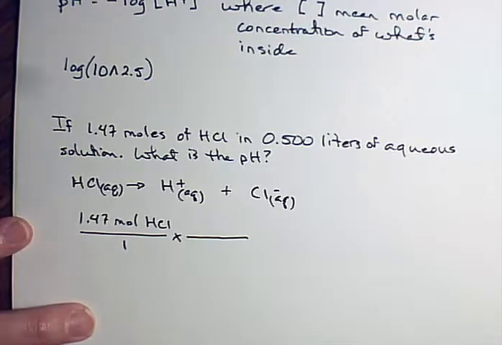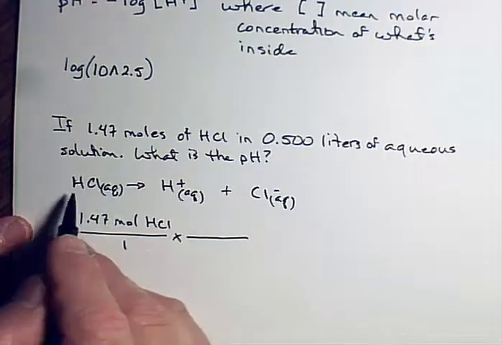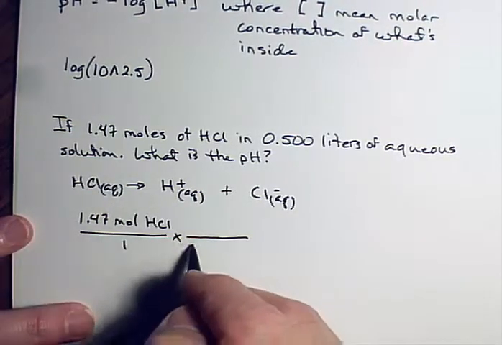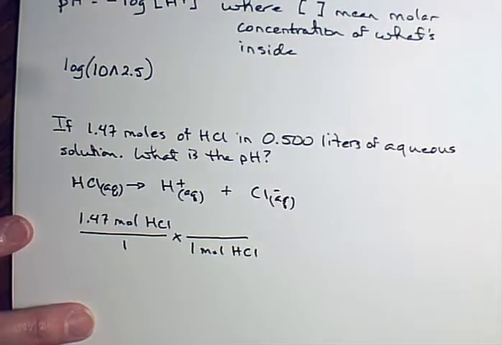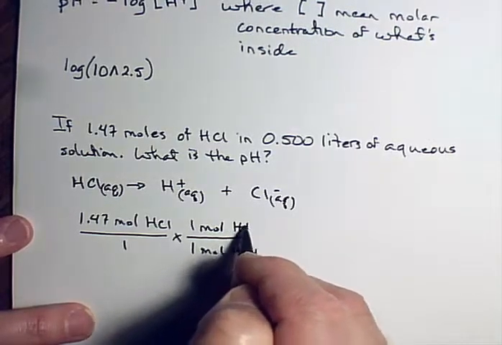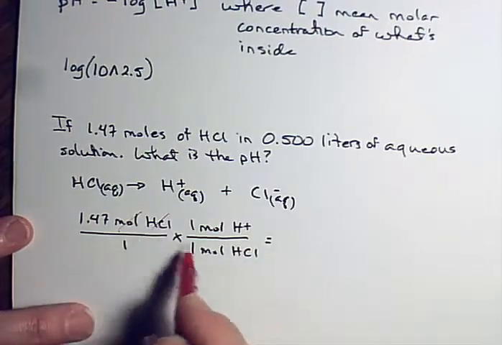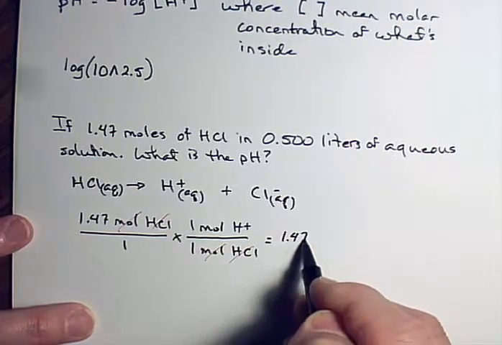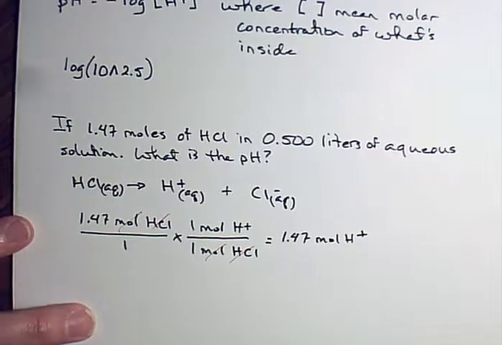We're going to do a molar ratio. How many moles of HCl do I have in this equation? Not 1.47, in the equation, how many do I have? 1. And how many moles of H plus do I have? 1. And so when you cancel out moles of HCl and you do the math, you get 1.47 moles of H plus. Does that make sense?